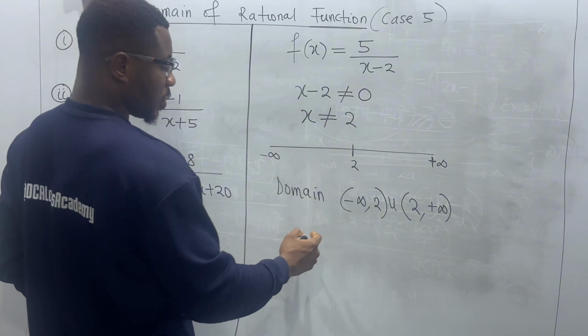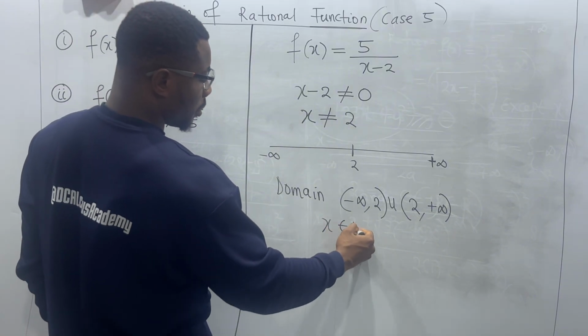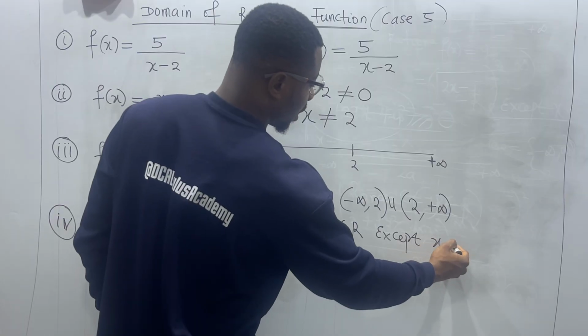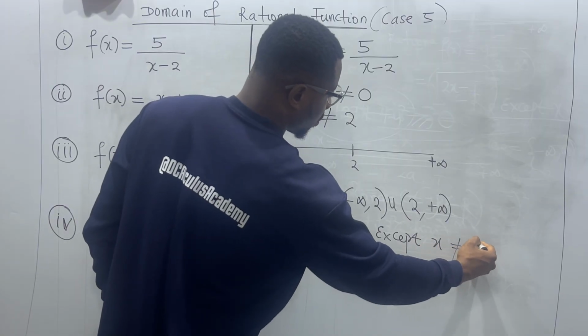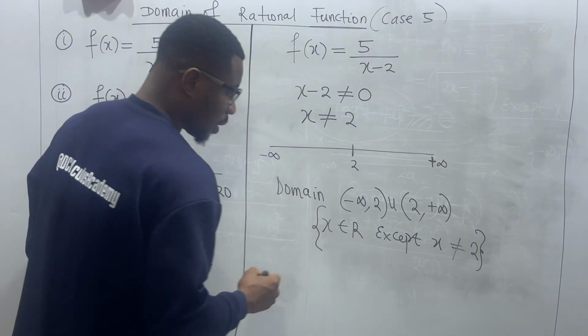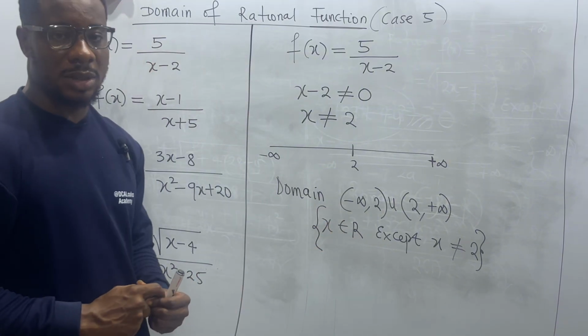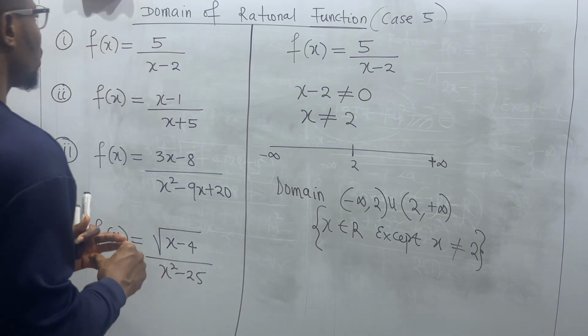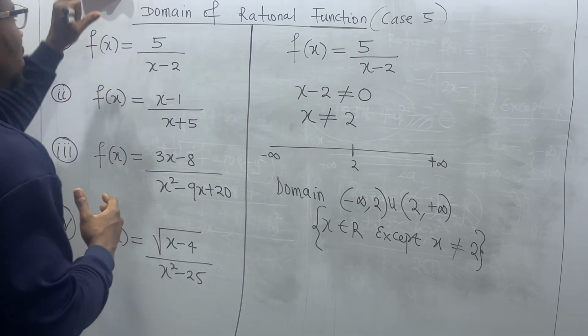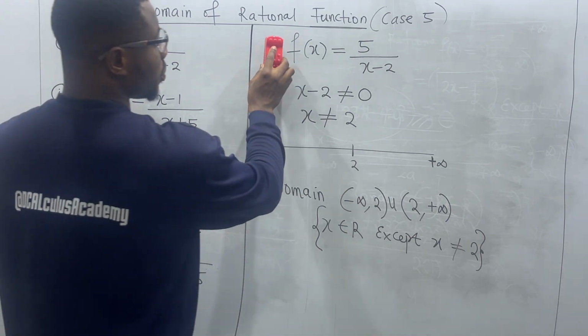I can also say that x is any real number except x is not equal to 2. You could also write the domain in this form. It means the same thing. This is for the first question. Now the same idea can be used to resolve the second question. Let's do the second question now.